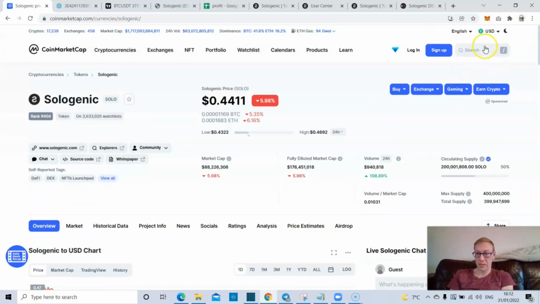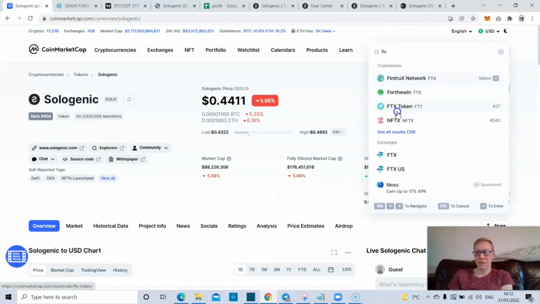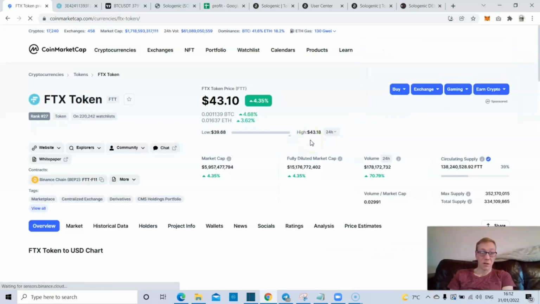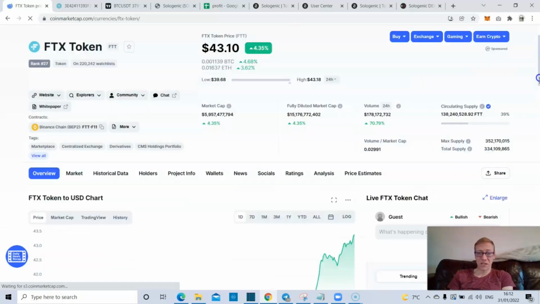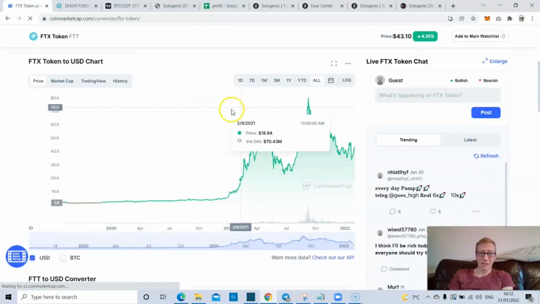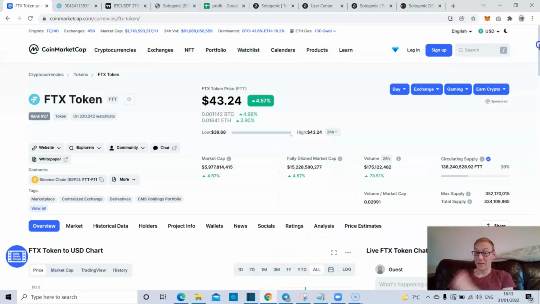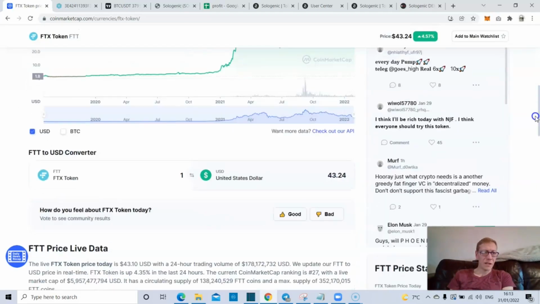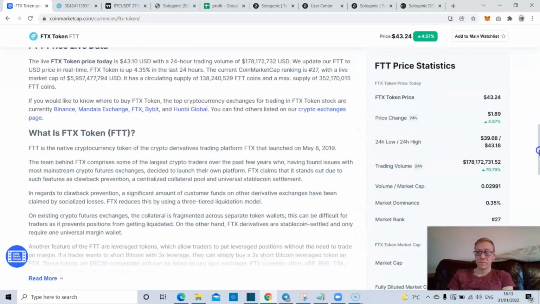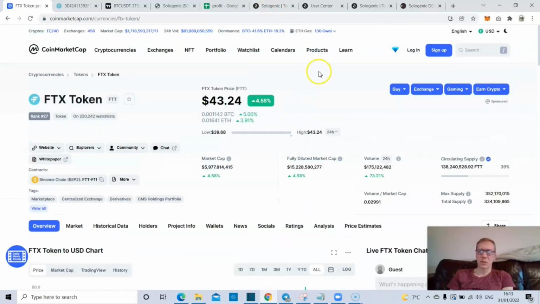Look at FTX's current situation. FTX is sitting on a market cap of about 6 billion, which is pretty good. At its height this year, when it was $80, you're talking a market cap of 12 billion or thereabouts. So if FTX can hit that level, there is no reason you couldn't see Sologenic be a tenth of the price, maybe a fifth of the price, because FTX will reach far higher heights than it has down the line anyway. But the derivatives market is massive.